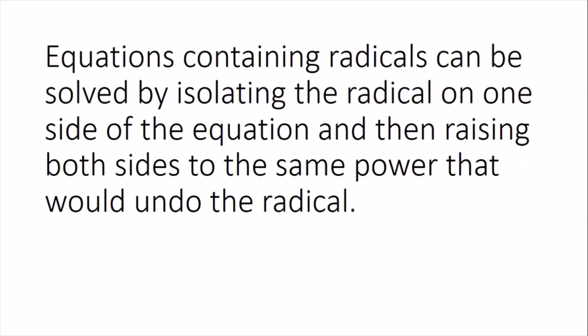Equations containing radicals can be solved by isolating the radical on one side of the equation and then raising both sides to the same power. That would undo the radical. So this does not just work with square roots and squares. It also has the same rules that we would follow for cubes and cube roots and fourth roots. Does that make sense? So you would do the same thing that we just did with the squares and the square roots with the other radicals. Cool?